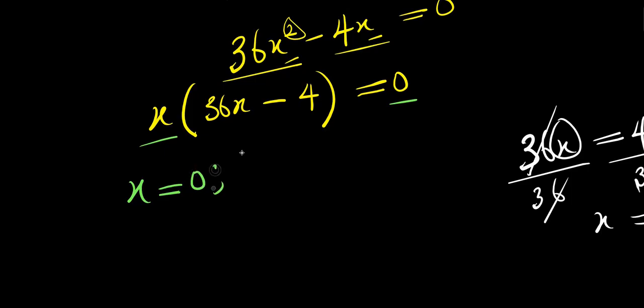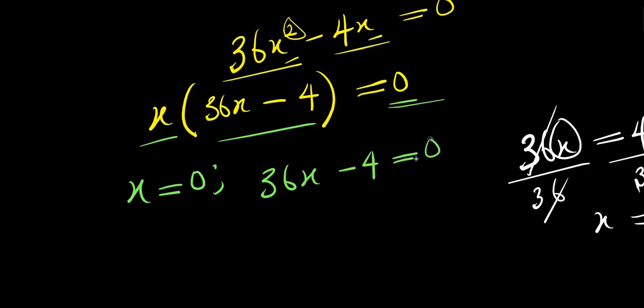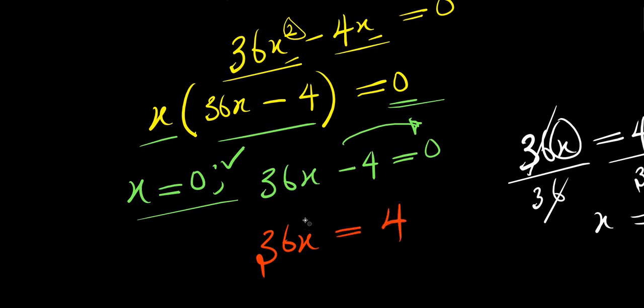So right now, I can equate this to 0. Of x equals 0, I also equate this to 0. Of 36x minus 4 equals 0. So x equals 0, this is correct for this. I can decide to move this negative 4 across this equality sign. It becomes positive 4. I have 36x equals 4.